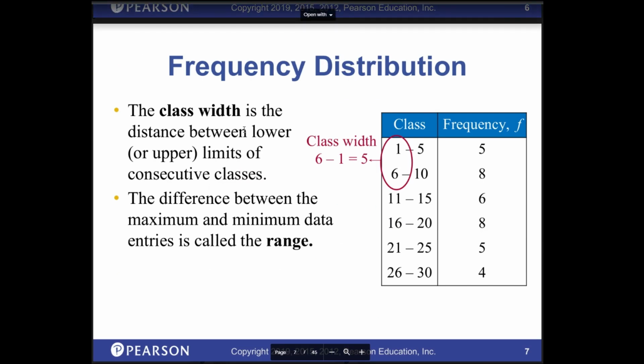And then the class width is the distance between the lower or upper limits of consecutive classes. The difference between the maximum and minimum data entries is called the range. So this is the class width. So 6 minus 1 equals 5.